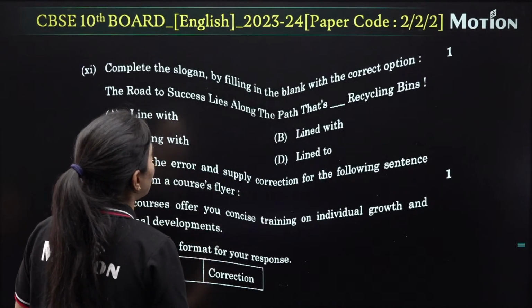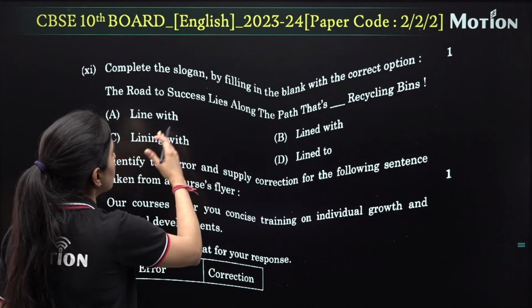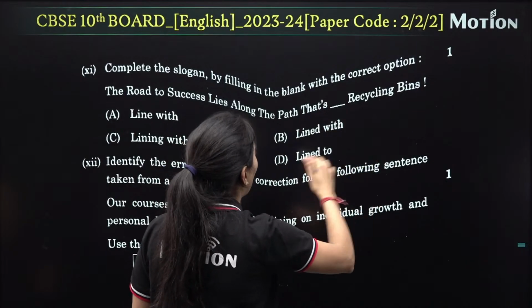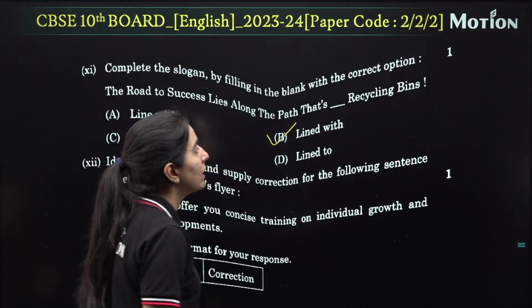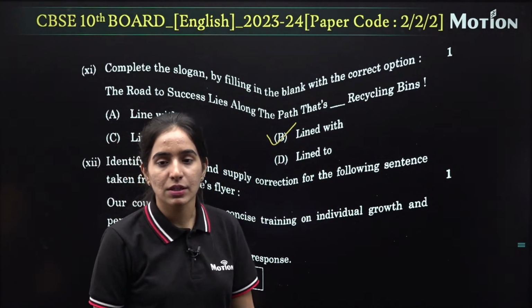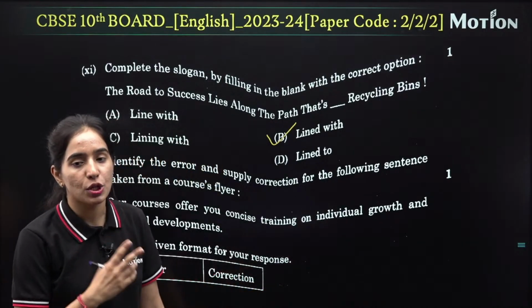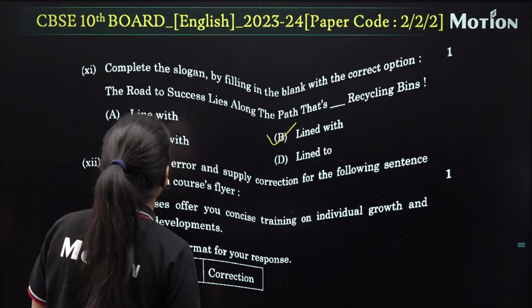Complete the slogan by filling in the blank with the correct option. The road to success lies along the path that's lined with recycling bins. Okay, so for this the correct answer will be option B, that is lined with.